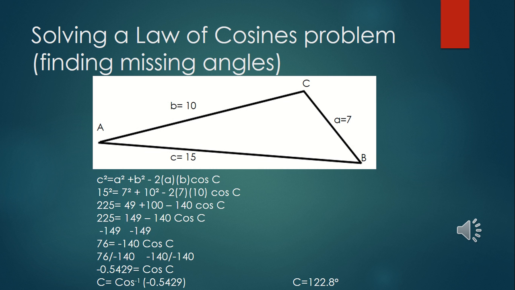But we're not done yet. That's not our angle. Now, this might get a little tricky. You might remember from last year, we're going to take the inverse cosine of the answer we just got, which is negative 0.5429. Once you use the inverse cosine with that, we get our answer, which is 122.8 degrees. If your teacher wants you to be precise, you can round that up to 123 degrees, but we're going to keep it at 122.8 degrees.